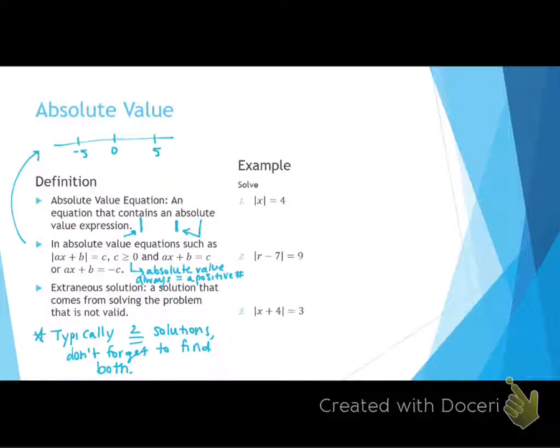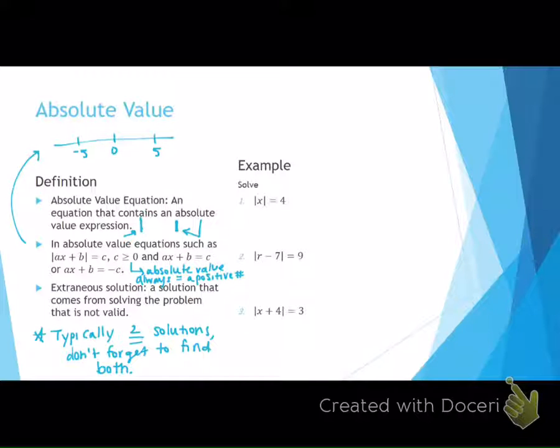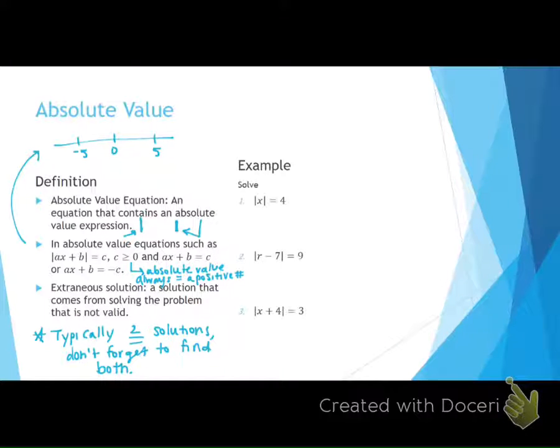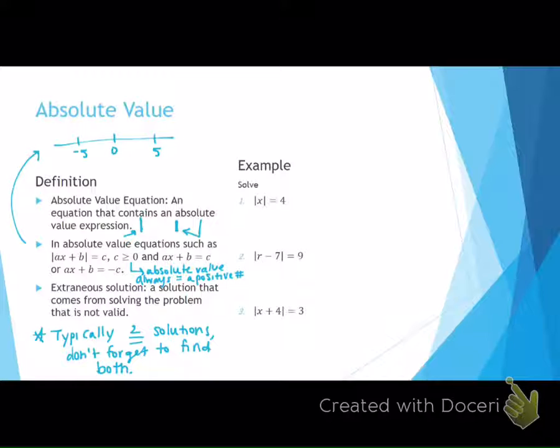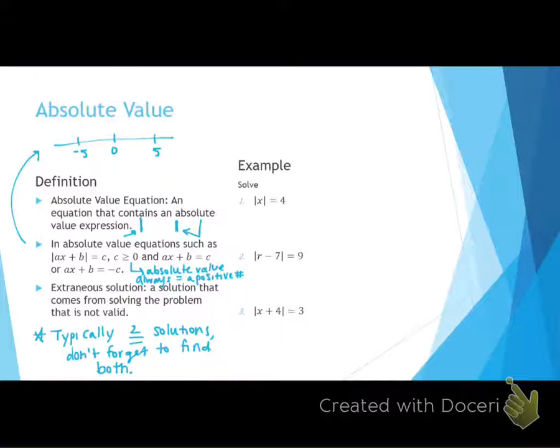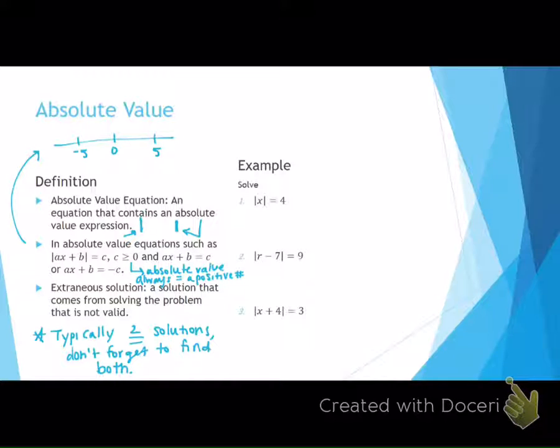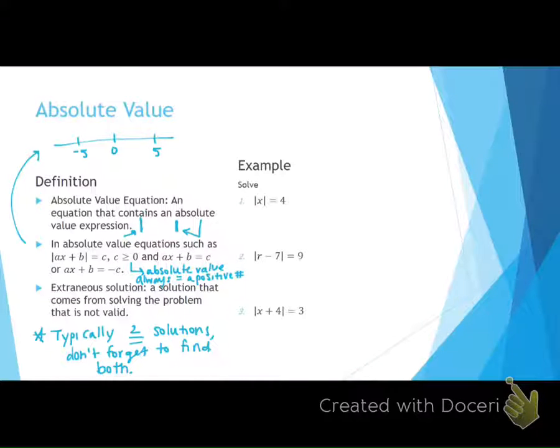And why is it possible to get extraneous solutions? Well, the absolute value of a number cannot equal a negative number. So if it makes that other side negative, then we have an issue. Because absolute value can never equal a negative number. So if you take the absolute value of something, it cannot equal a negative number.